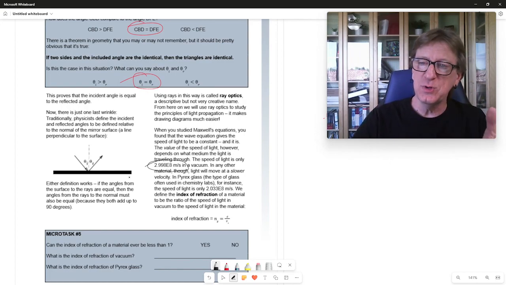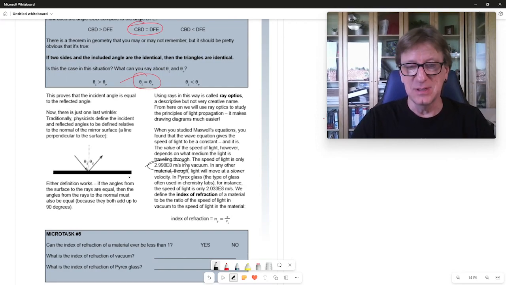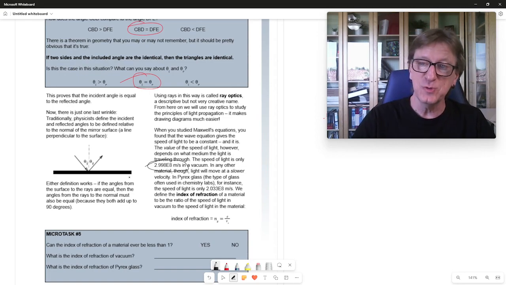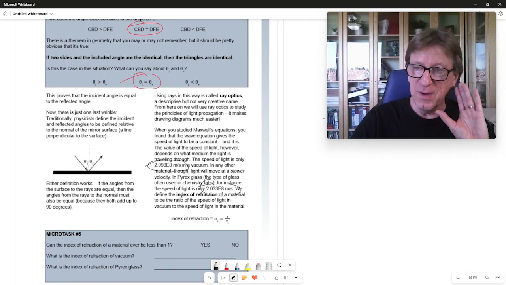So any other medium that you put in there is going to be thicker than a vacuum. And so it's going to slow down that light wave. So in Pyrex glass, which is the kind that's often used in chemistry labs, it's a nice resilient kind of glass, the speed of light is only 2.033 times 10 to the 8th meters per second. So light slows down when it moves through that. And that's going to be true for any kind of substance that's not a vacuum. If it's a vacuum, then it's going to be as fast as it can possibly go. But if I put any other denser medium, and everything is denser than vacuum, light's going to slow down there.